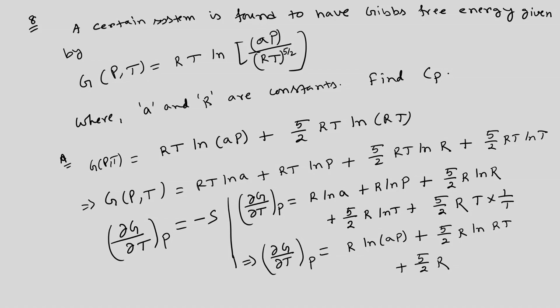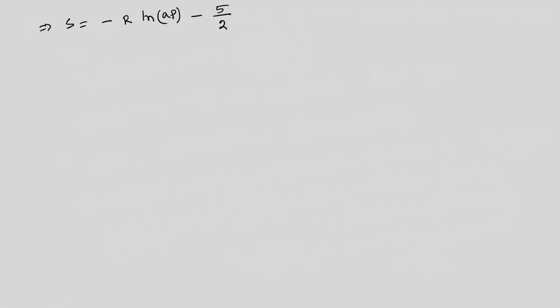So, we get the value of S. So, S is minus R ln A P minus 5 by 2. Oh, okay, so there is a mistake here. We have a minus sign because if we take the log, we get a minus here. So, we have minus signs there, and then we have a minus sign here, here and here. So, we get S is minus R ln A P minus 5 by 2 R ln R minus 5 by 2 R ln T minus 5 by 2 R.